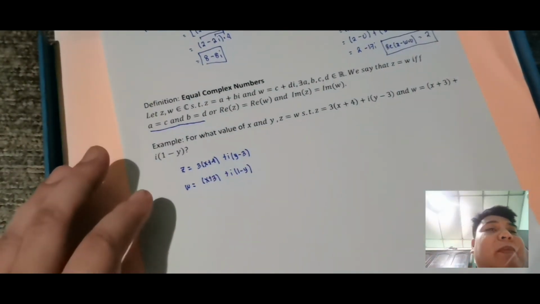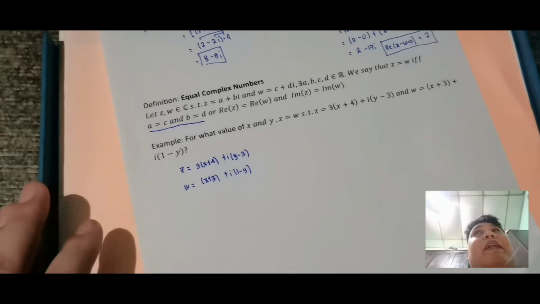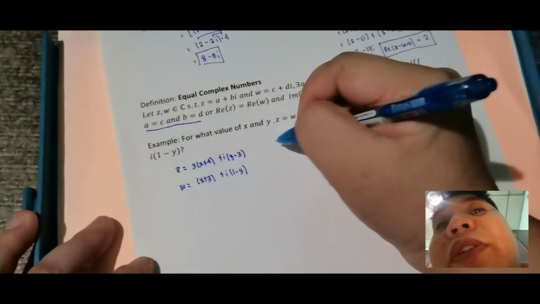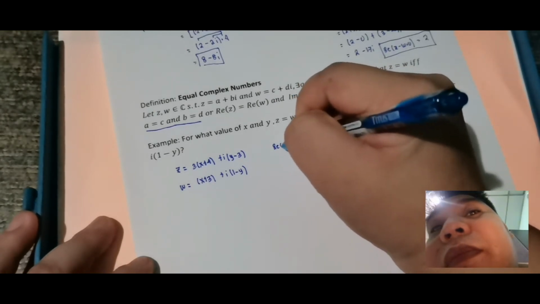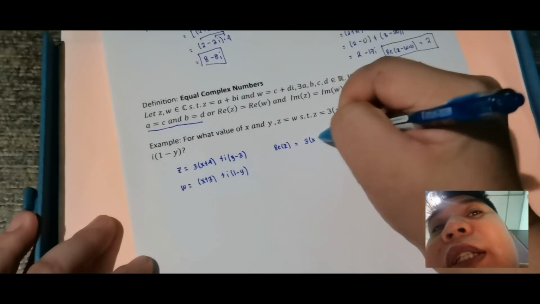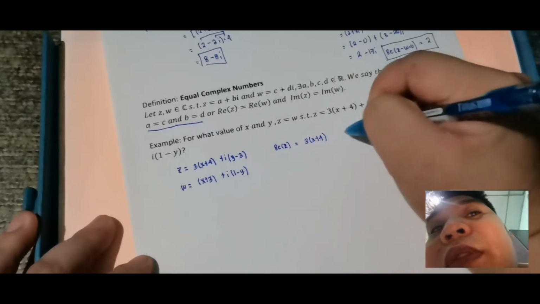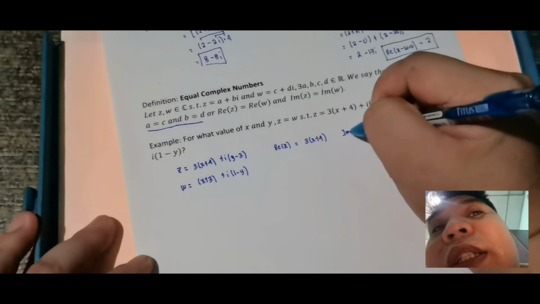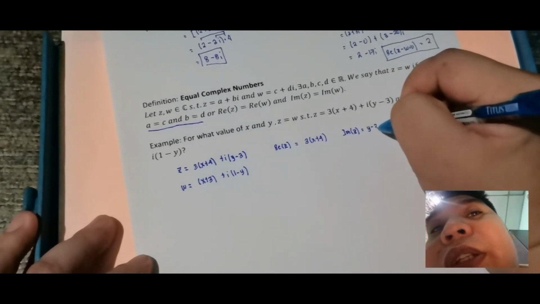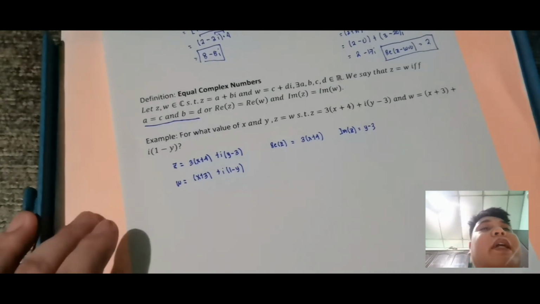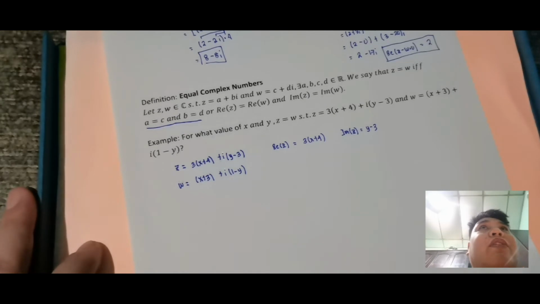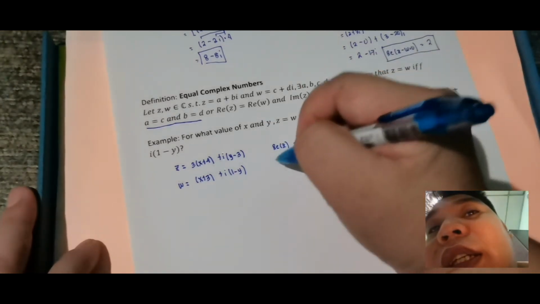Okay, so para mas mapadali tayo, identify natin ano yung real part ng dalawa, saka imaginary part. So yung real part nung z natin dito is yung walang I. So that is 3 times x plus 4. So next is the imaginary part nung z natin is equal to y minus 3. So again, tandaan, ba't hindi kasama si I? Yun yung definition ng imaginary part of z. Hindi sinasama yung extension I. Okay, so next is the real part of w.